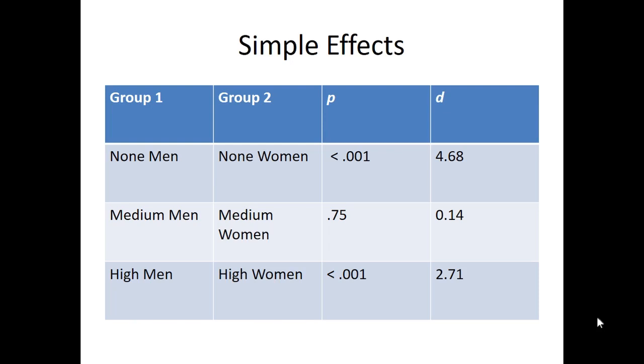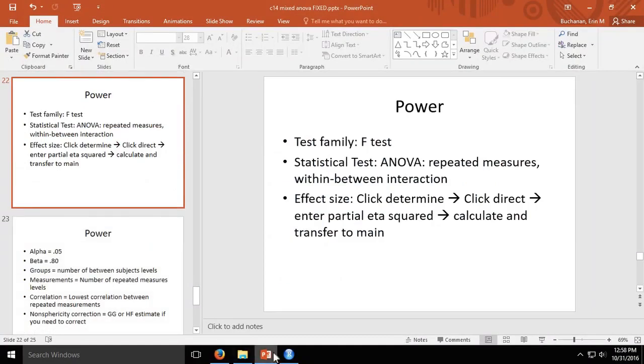And this first difference is huge, 4.68. It's a really big difference between men and women. No difference in the middle, and then a flipped difference on the other end. So these are pretty big effect sizes. Normally if I get numbers like this, I'm like, who made this data up? Okay, in real life, you don't tend to see numbers this big.